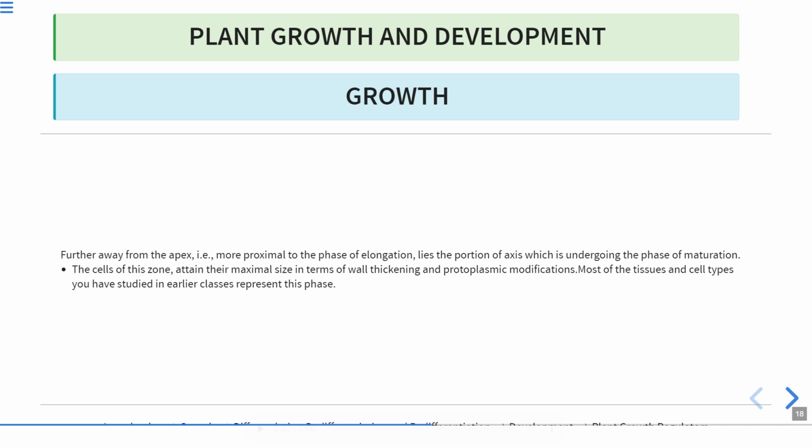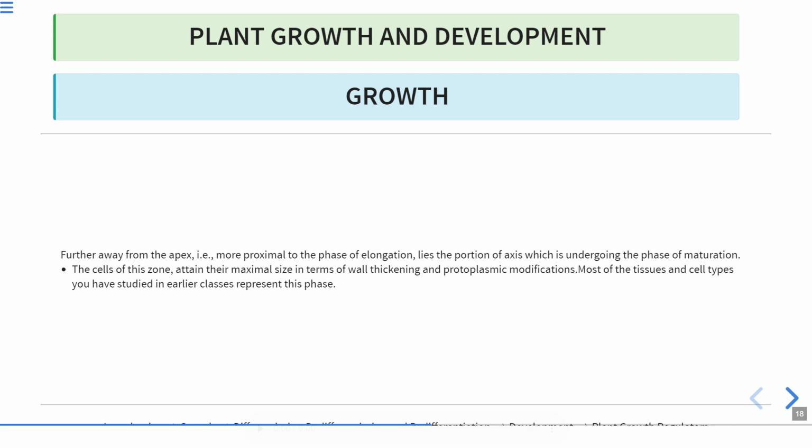Further away from the apex, that is, more proximal to the phase of elongation. Then what happens? Away from the apex, more proximal to the phase of elongation, lies the portion of the axis which is undergoing the phase of maturation.